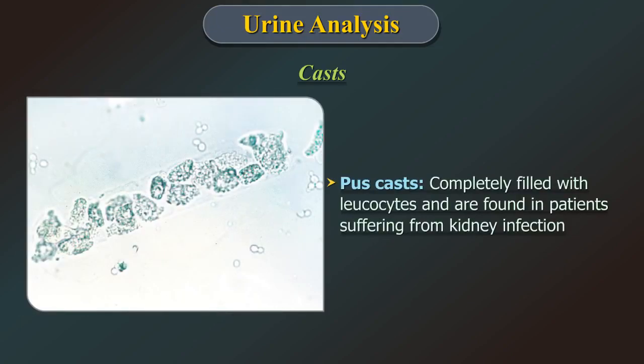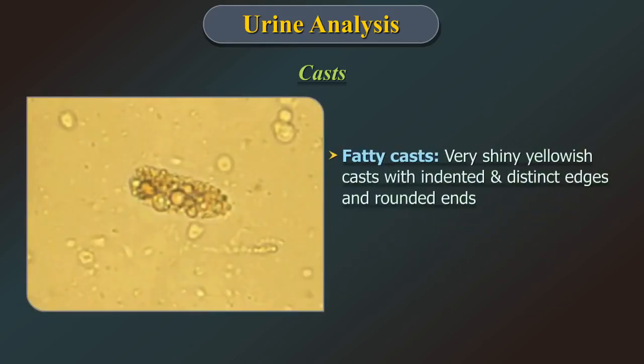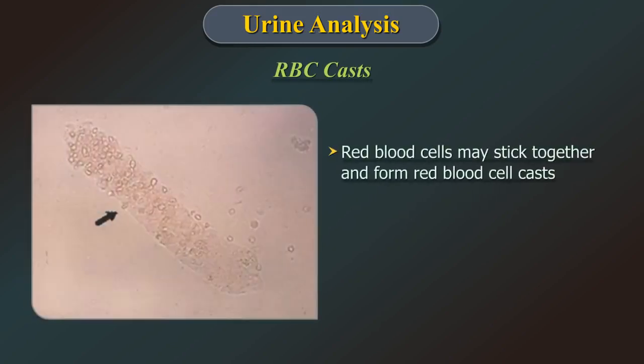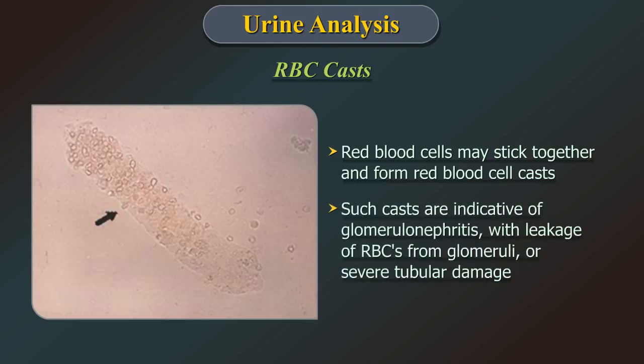Pus casts or WBC casts are completely filled with leukocytes and are found in patients suffering from kidney infection. Fatty casts are shiny yellow casts with indented and distinct edges and rounded ends, found in patients with severe renal disorder. RBC casts. RBC cells may stick together and form red blood cell casts. Such casts are indicative of glomerulonephritis with leakage of RBCs from glomeruli or severe tubular damage.